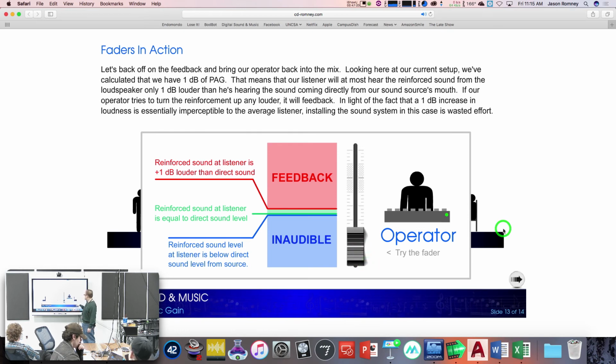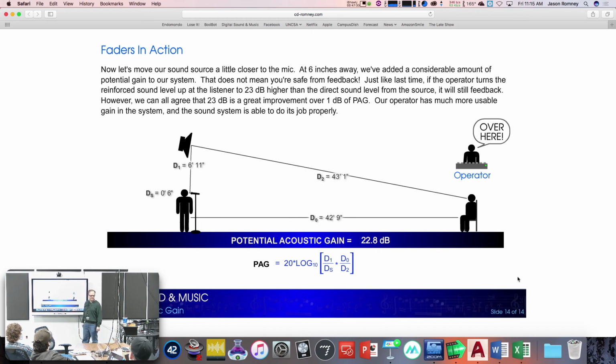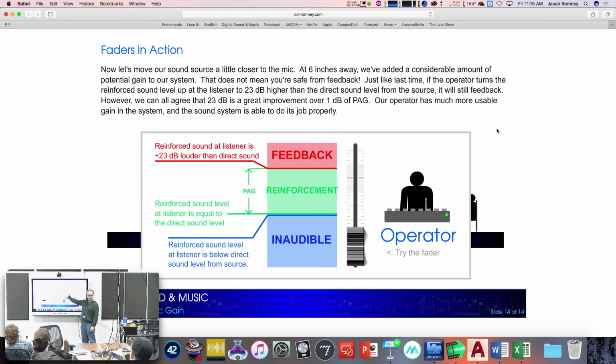So what if we just get that actor closer to that mic? Now we have 22 dB of gain. Now look what we're doing. So now it's nothing, something, something more, and it's not until we get past 0 that we get feedback. That's potential acoustical gain.